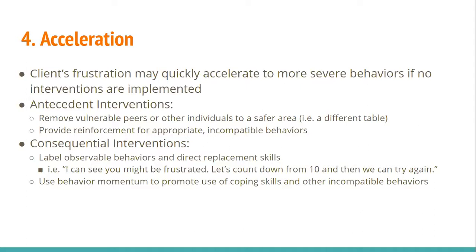And then we want to be providing reinforcement for our appropriate and incompatible behaviors. So you're trying to prompt some coping skills, but your client's just been yelling the whole time. If they go quiet and take a big deep breath, oh, that was great. Thanks so much for using your quiet voice. Our consequential interventions during this time continue to label our observable behaviors and direct our replacement skills, but here it might be a little more directed. So instead of, you can take a walk or get some water, how can I help you, it might be more specific now, like let's count down from 10 and then we'll try again. We continue using our behavior momentum strategies to make sure we have compliance and can work on prompting other incompatible behaviors with whatever those challenging behaviors are.